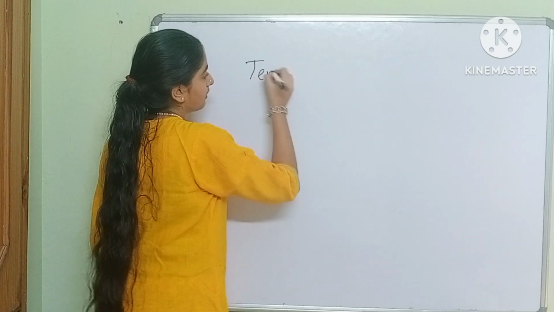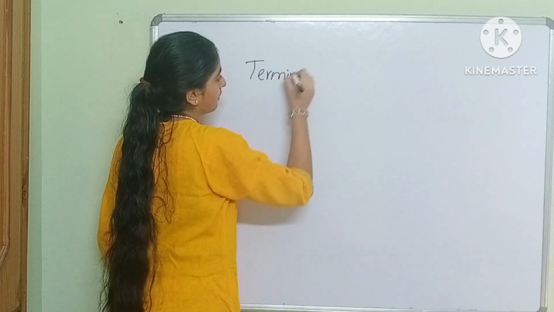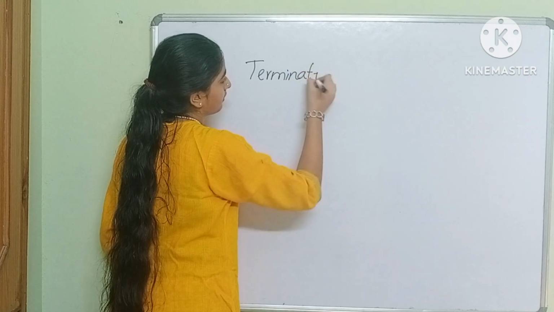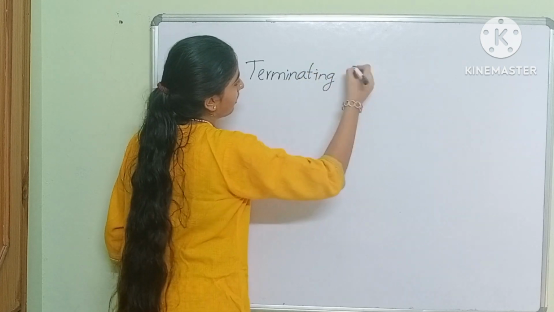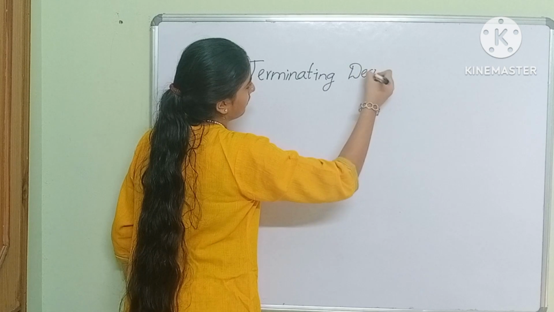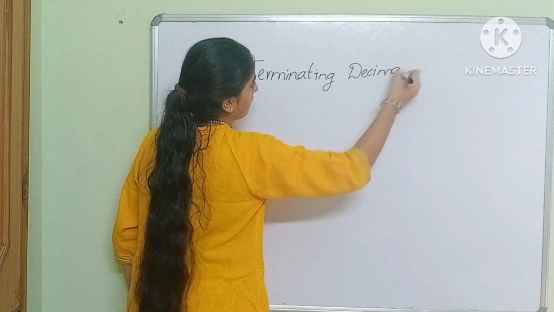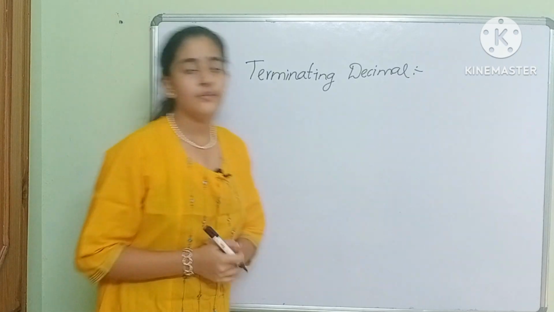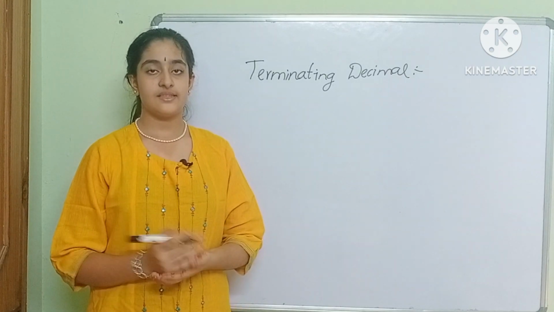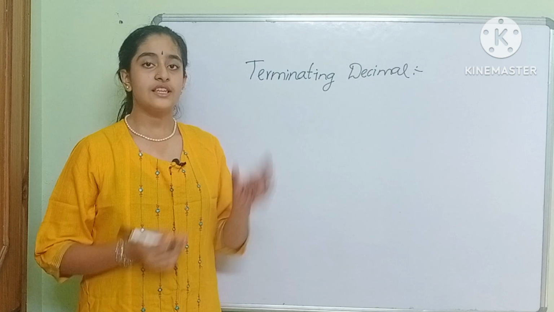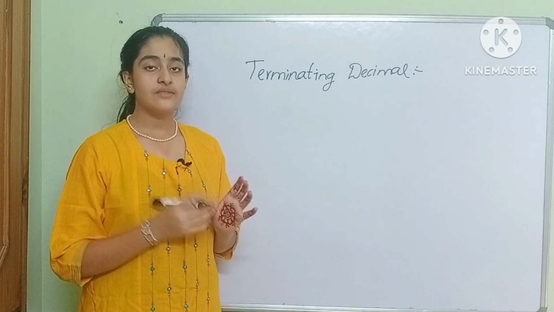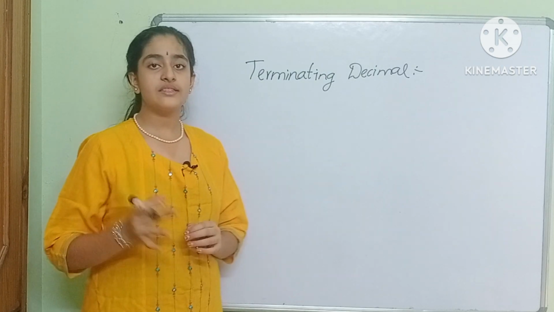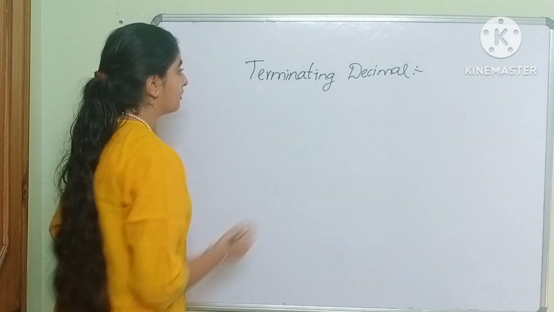terminating decimal. What is called a terminating decimal? If the number of decimal places after the decimal point is finite, finite means which will end, it is called a terminating decimal.